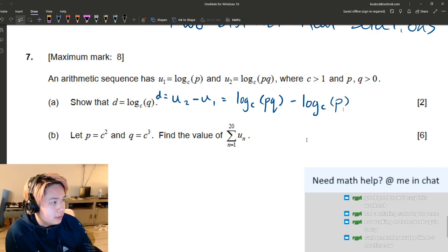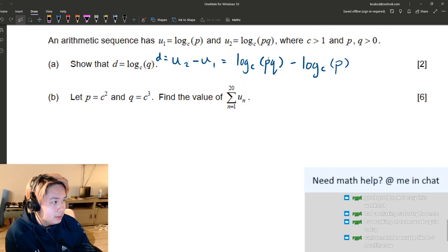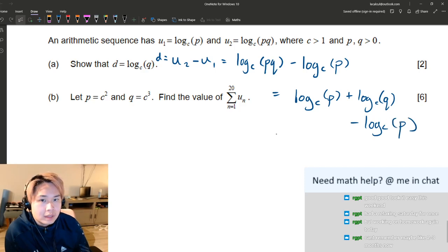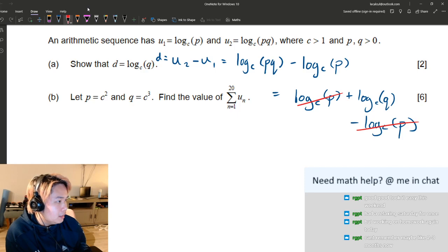okay, now from here, there's lots of ways that we can show that this is going to be D. You can use log rules to combine these together. You can use log rules to split these apart. It doesn't really matter, it's up to you. So I'm going to split them apart. And then these log p's will cancel out, and then you're just left with what you wanted to show.